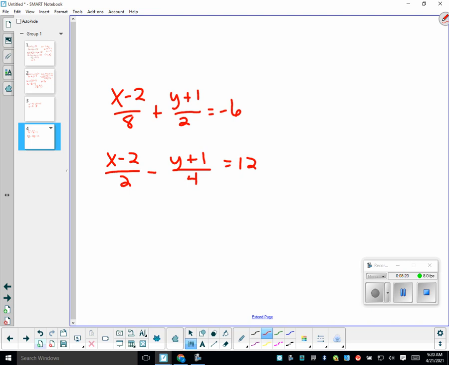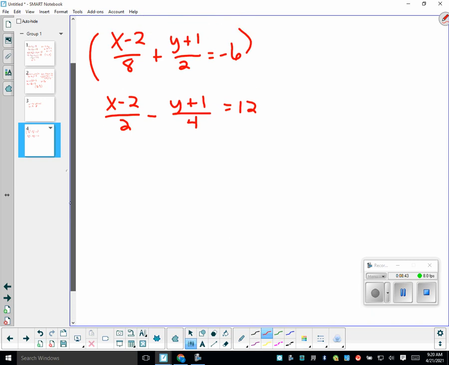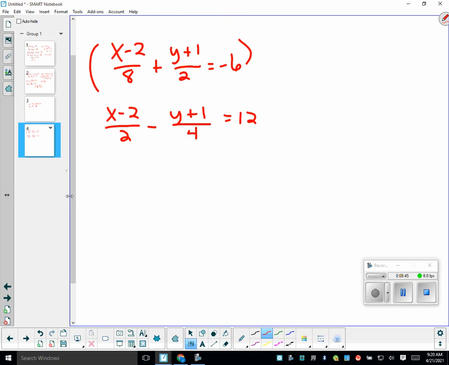Okay, you have a choice. Do you want to use substitution or elimination? Eliminate. I would always choose elimination. I think it's easier. Yeah. Okay? So, looking at my top equation, what could I multiply it by to get rid of my fractions? 8? Yeah. Do you agree? Yeah. That's the first thing I would do.